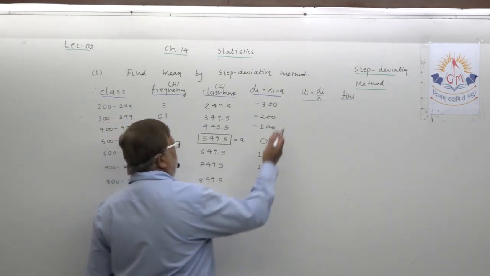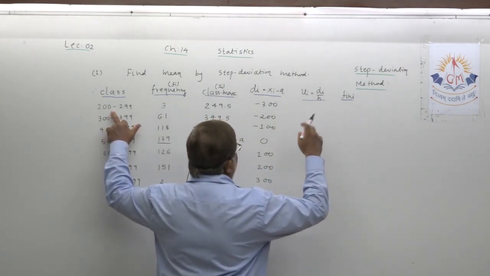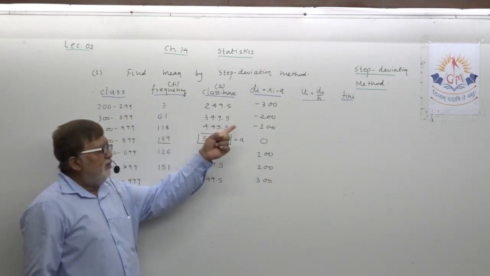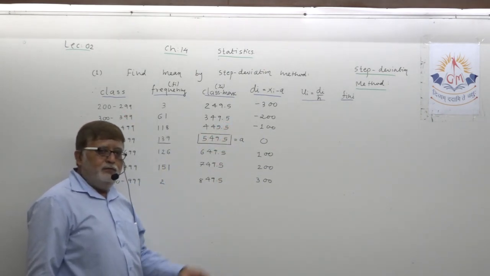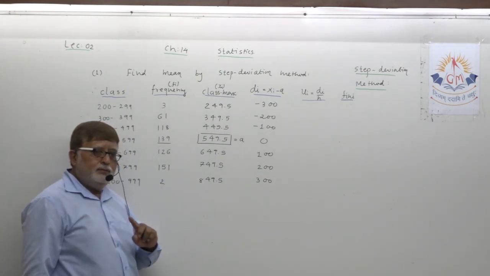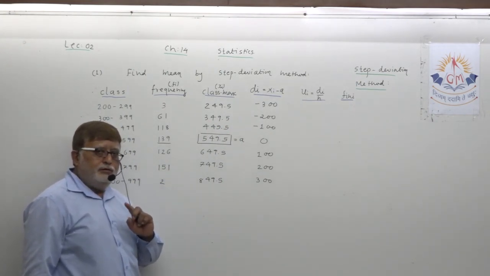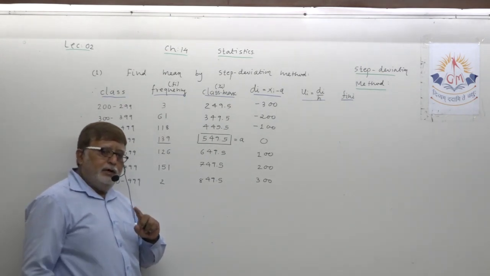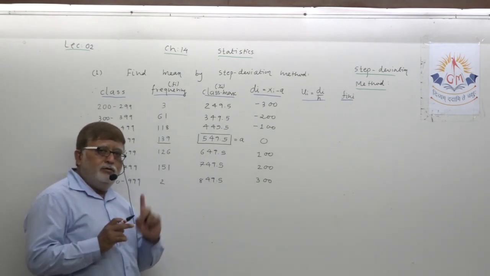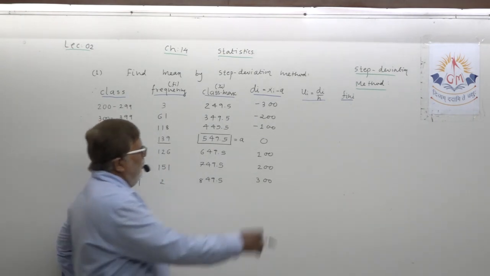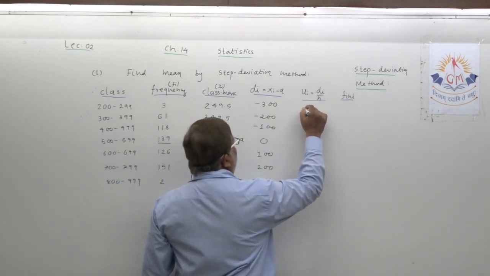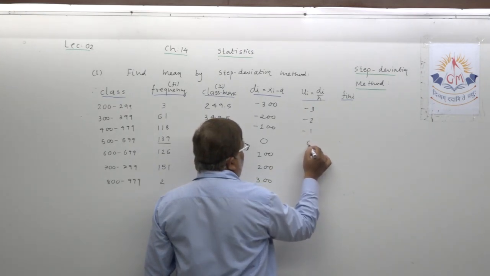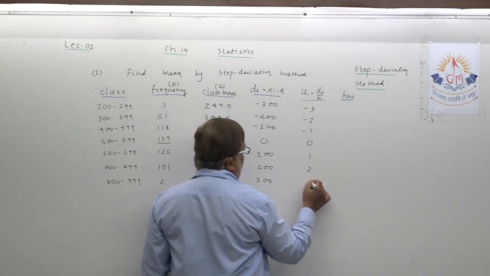Okay. How to find Ui? Class length is 100. Dear student, if you take 99 as class length, it will create extreme confusion in your mind. So whenever you get any data which is discrete or discontinuous, you have to take class length one more than the normal which you see. Divide by 100, you will get minus 3, minus 2, minus 1, then 0, 1, 2 and 3.